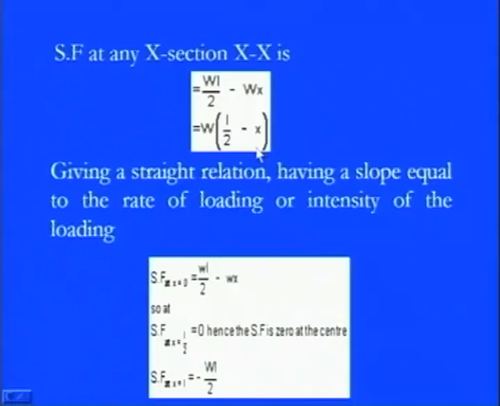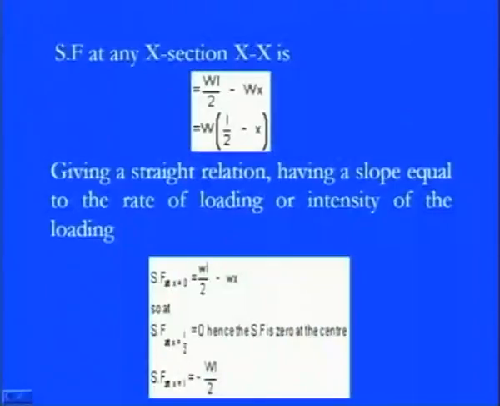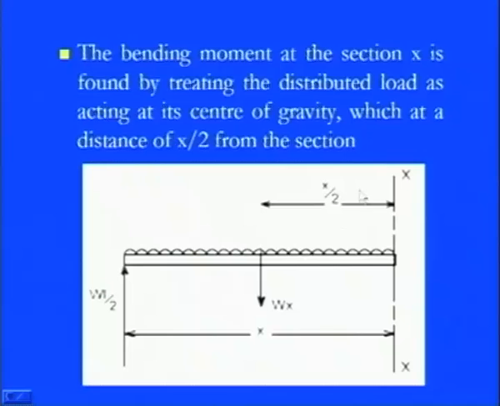So it is a straight line relation, no square or cubic term is there, having a slope equal to the rate of loading, the intensity of the loading, which is W. At x equals 0, we have WL by 2. At the beginning we have a shear force, it is not 0, and if you go toward the other side, then we have minus WL by 2. At the center position the shear force is zero.